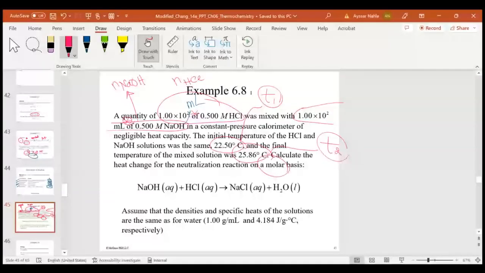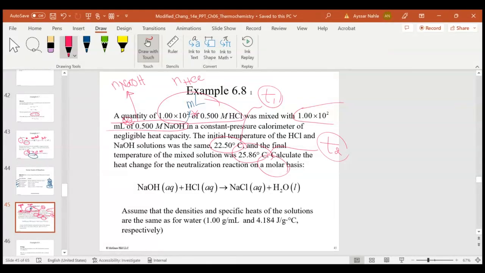How much heat is going to be evolved per mole, not per gram, per every 1 mole. We know the number of moles in here, right? So whatever heat I'm going to obtain, I divide by the number of moles of HCl, and this way I will get whatever calories per mole. Okay? Now, what we've got in here.